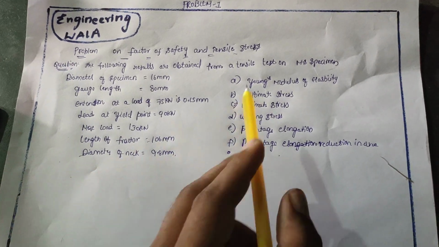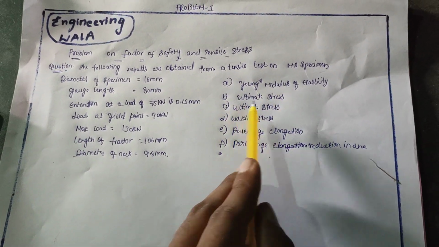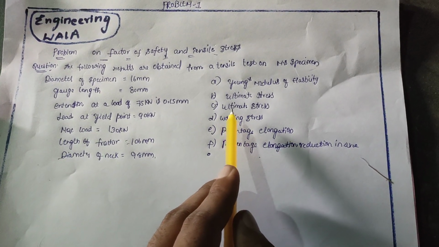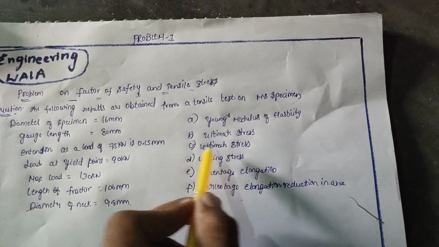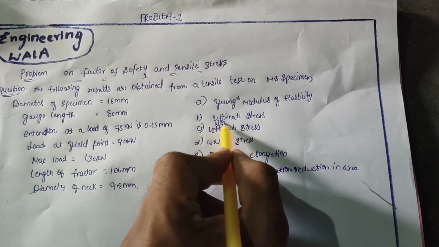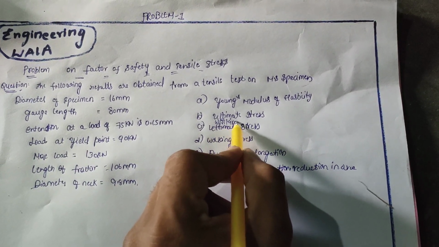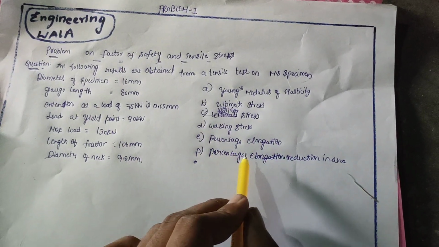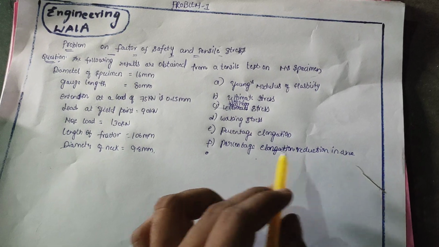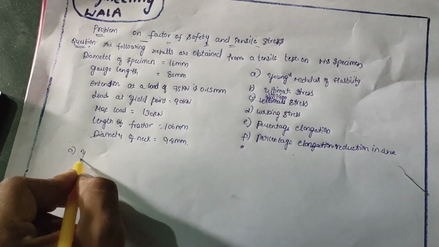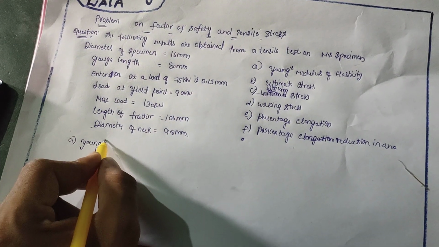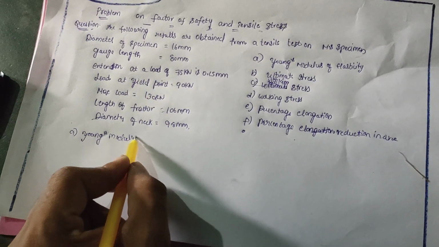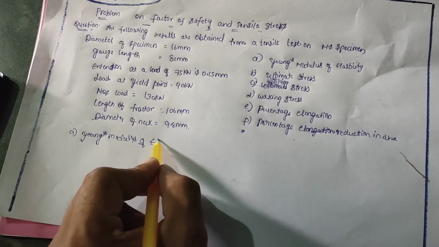Also find out the Young's modulus, ultimate stress, working stress, percentage elongation and percentage reduction in area. So first of all, you should follow the formula for Young's modulus of elasticity.